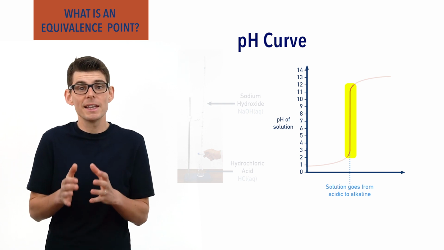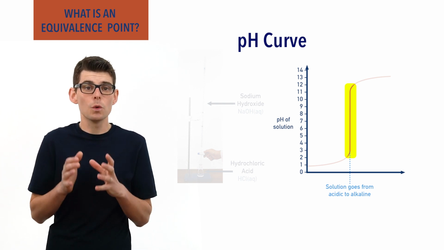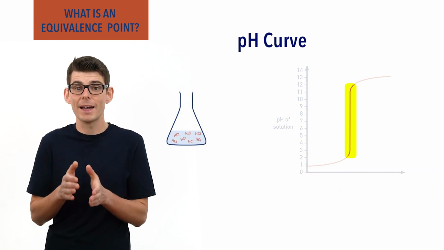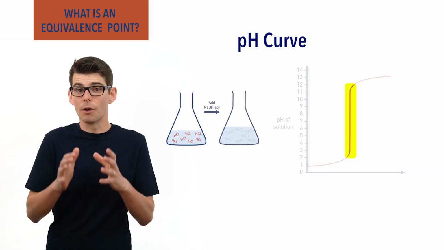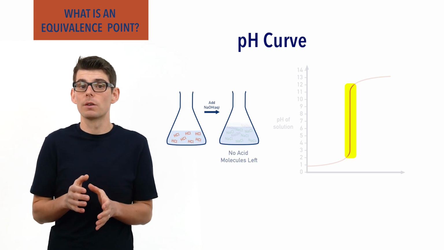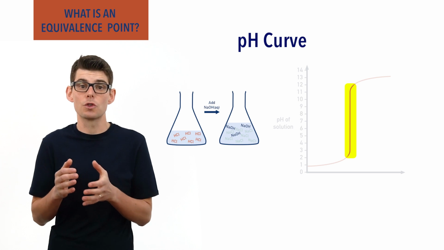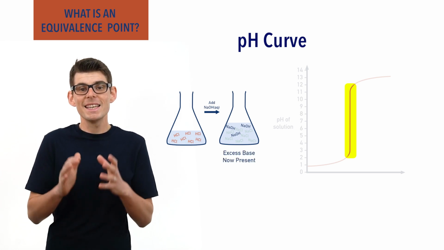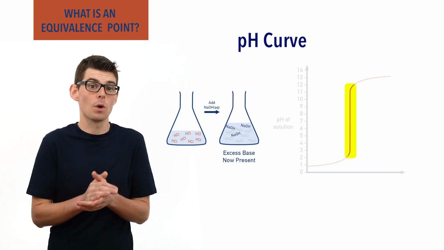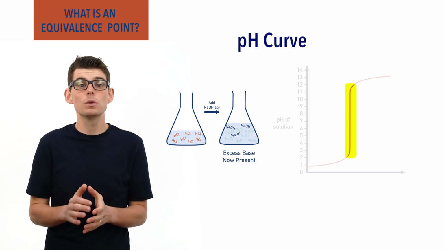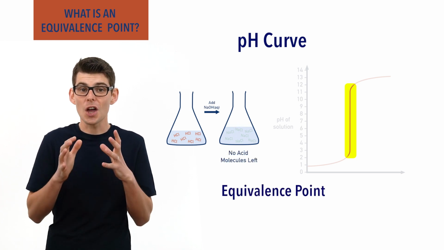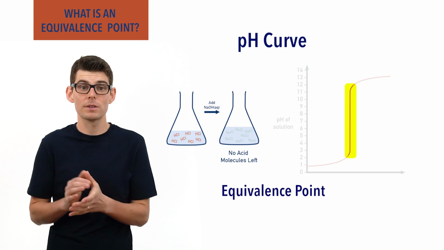In other words, it is during this moment that all the acid molecules that were in the flask at the start have reacted with added hydroxide ions. There are no acid molecules left to react, and any more hydroxide ions being added just make the solution alkaline. The exact point at which there is no more acid left and no excess base or hydroxide ions present is called the equivalence point. At this point in the titration, there should only be salt and water present.